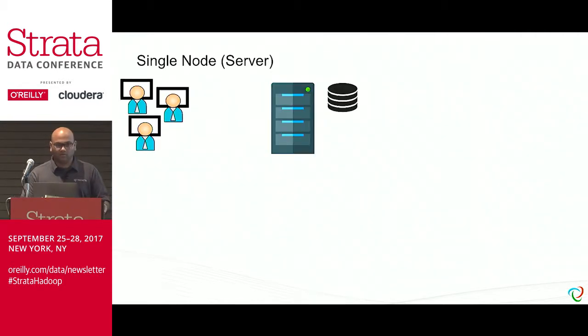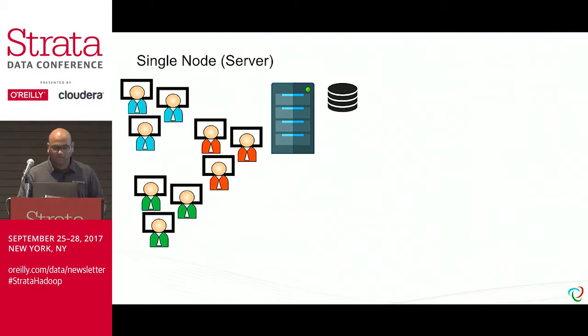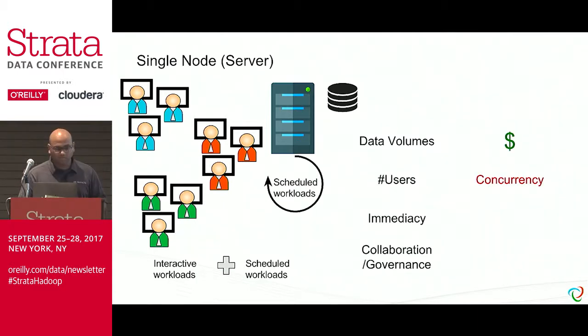Next, let's look at a single node, a server. So the limitation in the previous case was with the compute resources. So you effectively invest in more compute and memory resource. And now you're basically able to service more users who can interact with larger data volumes. But what happens as the number of users increases? You essentially have contention for the resources on the server node. It's because you have more users. You may have scheduled workloads. And as there's contention between the interactive workloads and the scheduled workloads, you run into concurrency issues.